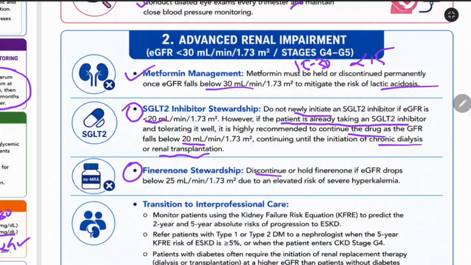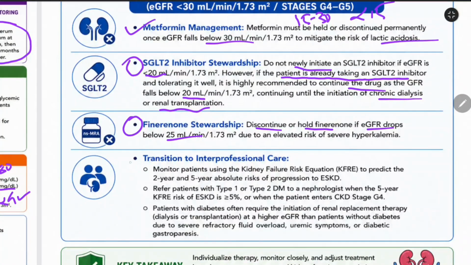Finerenone. Discontinue or hold finerenone if eGFR drops below 25 due to an elevated risk of severe hyperkalemia. Transition to interprofessional care. Monitor patients using the KFRE, the kidney failure risk equation, to predict the 2-year and 5-year absolute risk of progression to end-stage kidney disease. If the 5-year KFRE risk is more than 5% or the 2-year risk is more than 10%, then you should refer the patient to a kidney specialist.